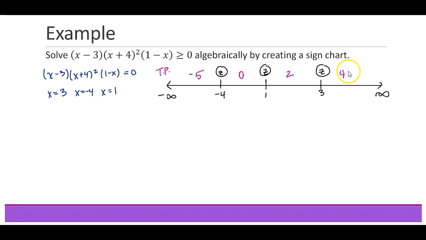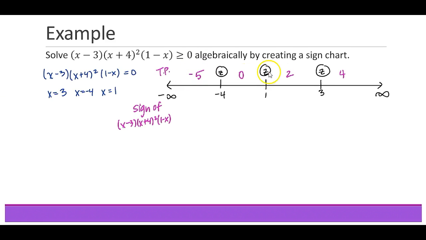And we plug these test points into the factored version of the function, because we want to know what is the sign of this entire function. We want to know whether this entire function is greater than 0, whether it's positive. So we want the sign of x minus 3, x plus 4 squared, and 1 minus x.